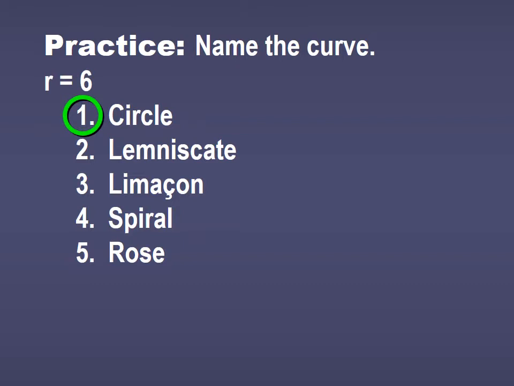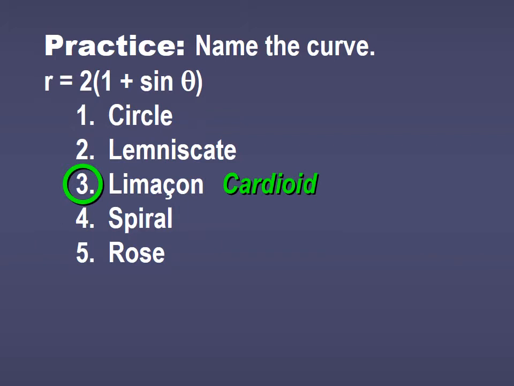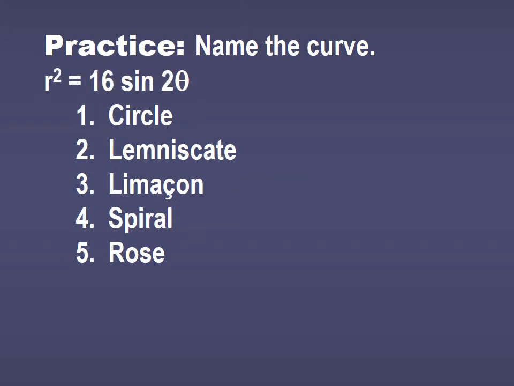r equals 6. It's a circle, right? Circle. r equals 2 times 1 plus sine theta. It's a limaçon. In fact, it's a particular limaçon called a cardioid because your a value is equal to your b value. r squared equals 16 sine 2 theta. It's a lemniscate, which is a figure 8. So it's sine, so it's going to be tilted, right? And it's 16, which means that your a value is 4, so it's 4 away from your origin.